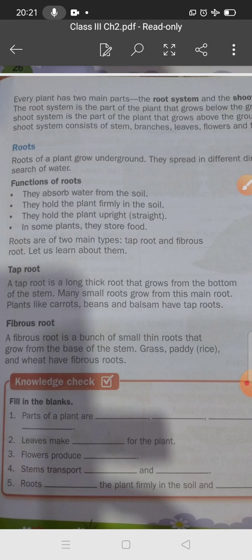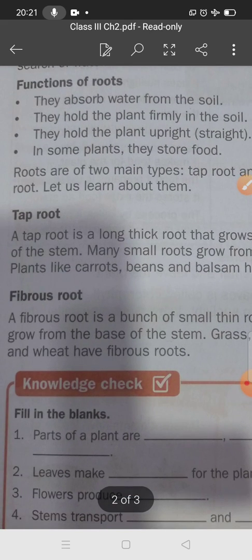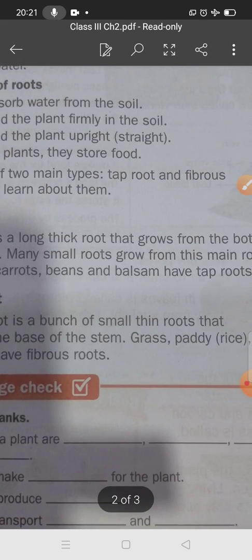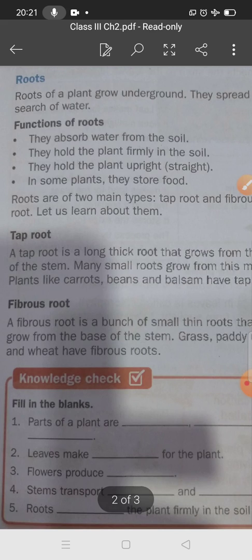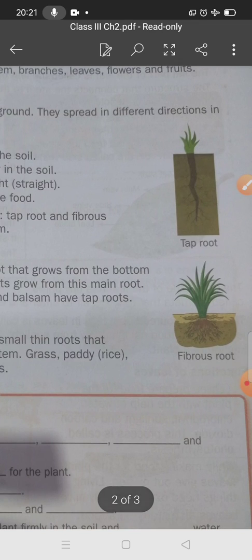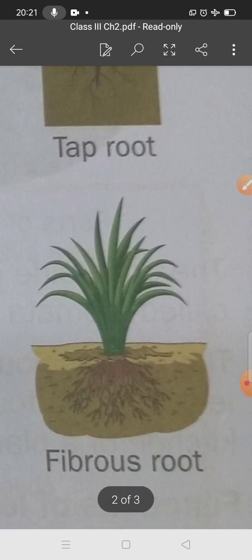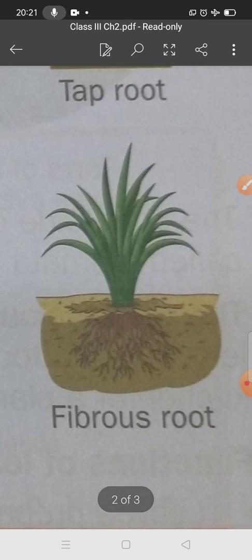In fibrous root, students, there is a bunch of small thin roots that grow from the base of the stem. There is a bunch of small thin roots. So you can see this diagram also. This is the fibrous root.